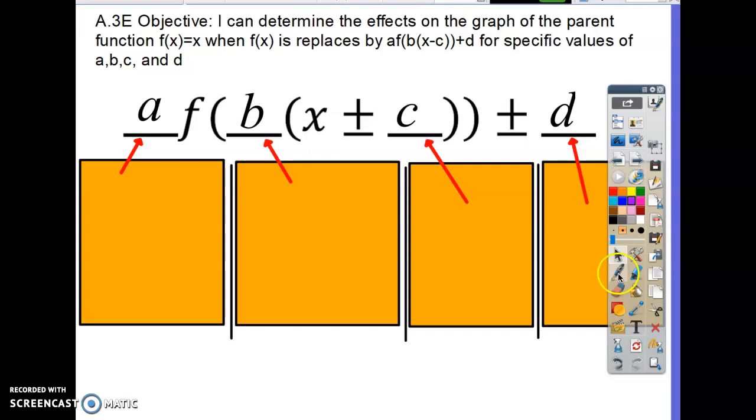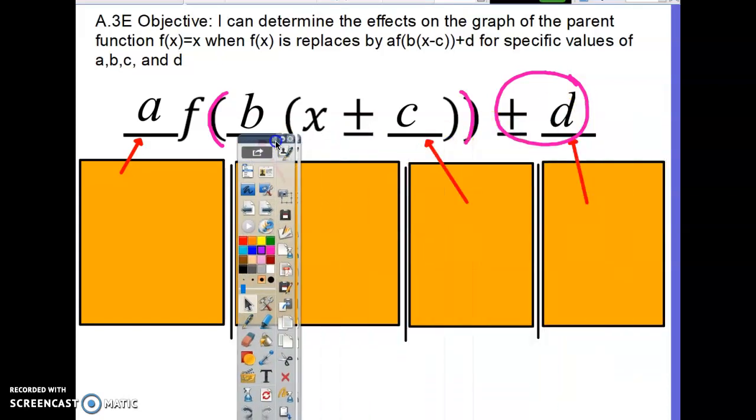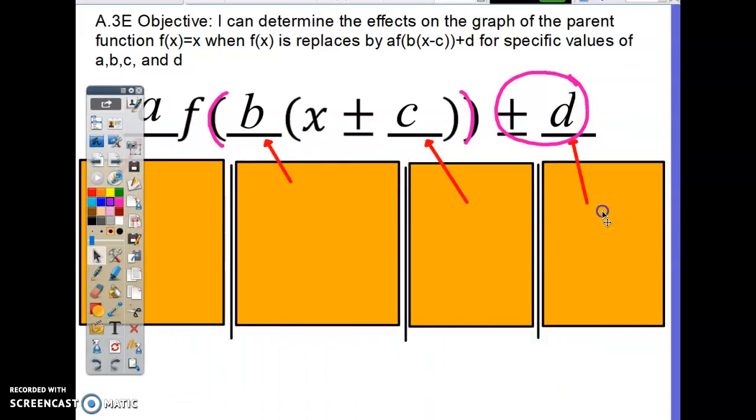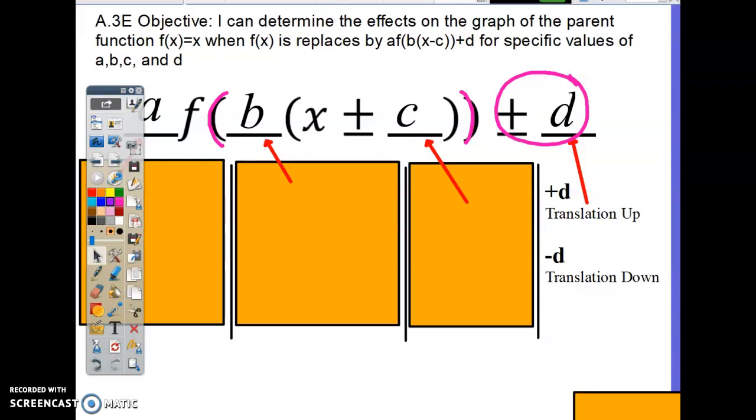So the first thing that I want to talk about is D. D is always outside of the parentheses, at the very end, and it'll always have a plus or a minus. What does that do? D translates the function up or down. This number is going to make it go up, or it's going to make it go down.